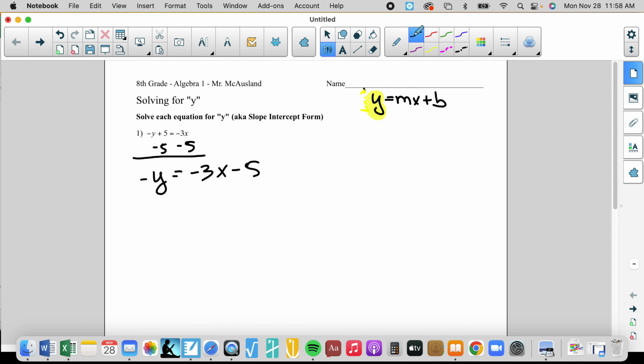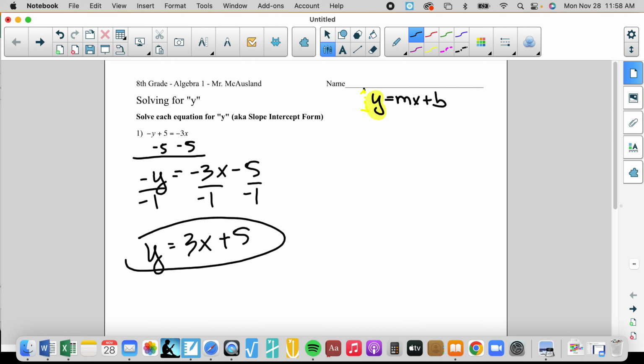So we need to divide by negative 1, and when we do that, we do it to everything, both the left side and everything on the right side. That leaves us with y equals a negative divided by a negative is going to be a positive 3x. Negative 5 divided by negative 1 gives me a positive 5. So now we have the variable in slope-intercept form, y equals 3x plus 5.